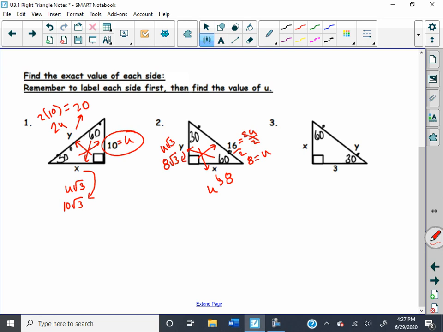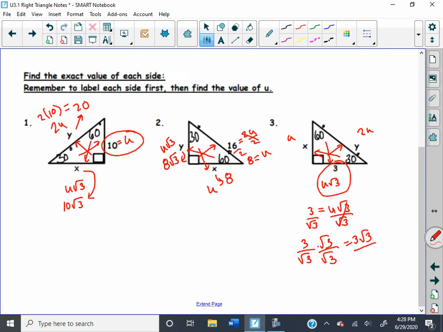And then number 3, same thing. Opposite to 30, we're going to call this u. Opposite to 60 is u radical 3. And then opposite to 90 is 2u. All right, so here they give us that 3 is equal to u radical 3. And we'll solve for u by dividing by radical 3. All right, and then I'm going to rationalize the denominator here. So 3 radical 3 over 3, and simplify. So u is equal to radical 3. So wherever there's a u, we're going to replace with radical 3. All right, so this is radical 3, and this is 2 times radical 3. So y is 2 radical 3, and x is radical 3. All right, and that should do it.